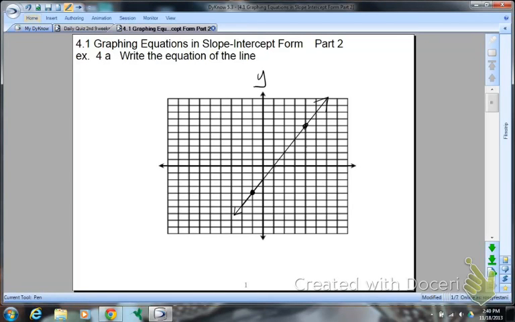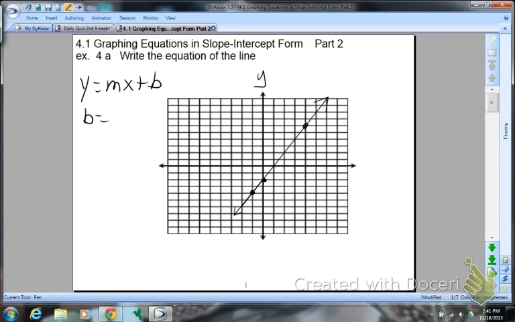All right, section 4.1, graphing equations in slope-intercept form, part 2. Write the equation of the line. You're given the graph, and you have to put the equation in slope-intercept form. So we have to identify our m and our b. The very first thing we're going to do is look to see what our b is. b stands for the y-intercept.